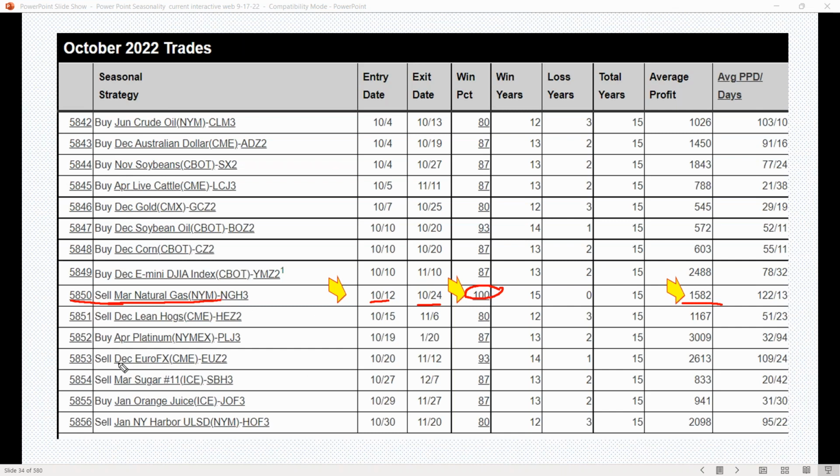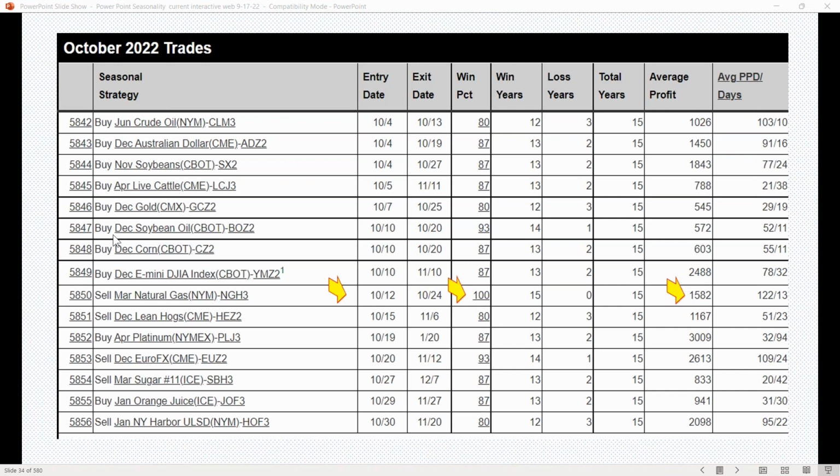Now, here's some other stuff. Here's Euro dollar, 14 out of 15 years. Here's the soybeans. Soybeans are really good ones too. Here's 14 out of 15 years here. So just a lot of things to look at and choose from. Some may be ones you're interested in, others you may not have any interest in. Here's December, the Dow. So you could do the Diamond, you could do the Dow Jones futures. It gets in around the 10th and out on November 10th, 87% probability, 13 out of the last 15 years.